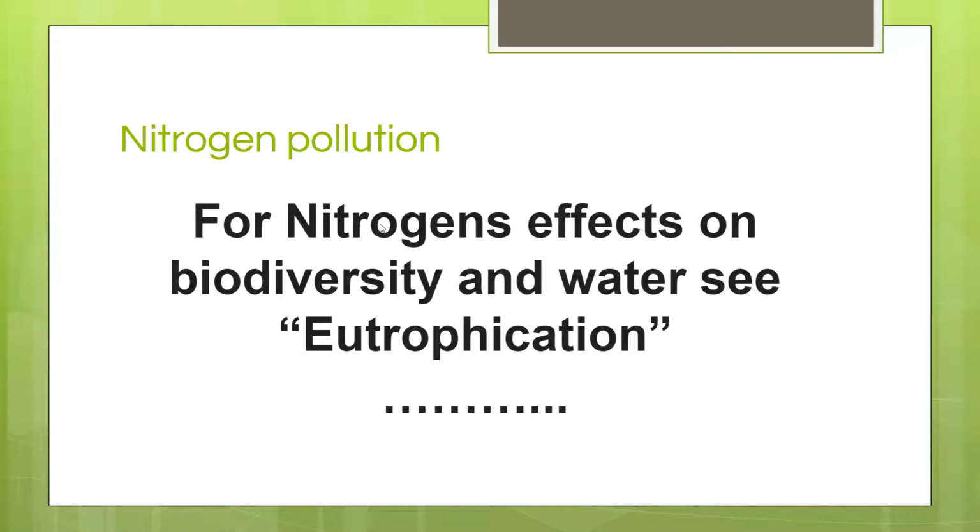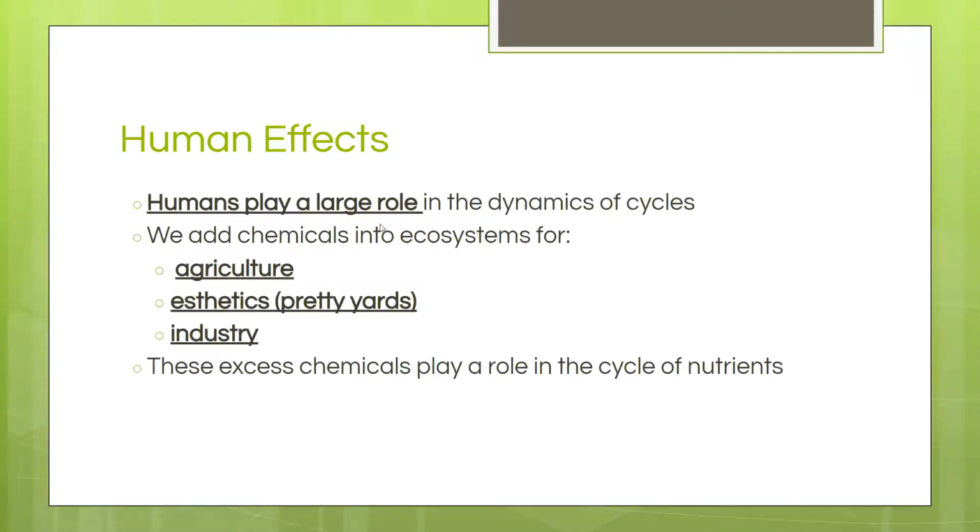For nitrogen's effects on biodiversity and water, see eutrophication. We'll come to that soon. Okay, humans play a large role in the dynamics of cycles. We add chemicals into our ecosystems for things like agriculture, aesthetics, right? So to make our landscaping, making a pretty yard, and industry, right? Factories and such. These excess chemicals play a role in the cycle of nutrients.